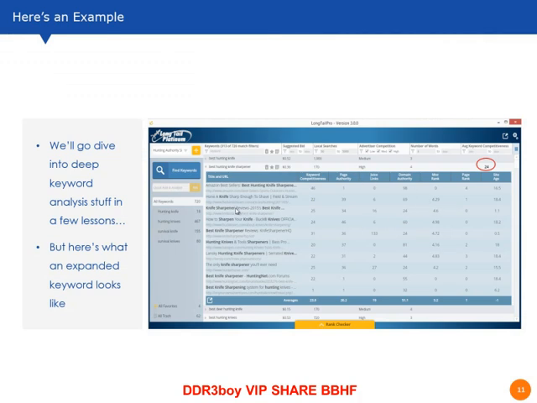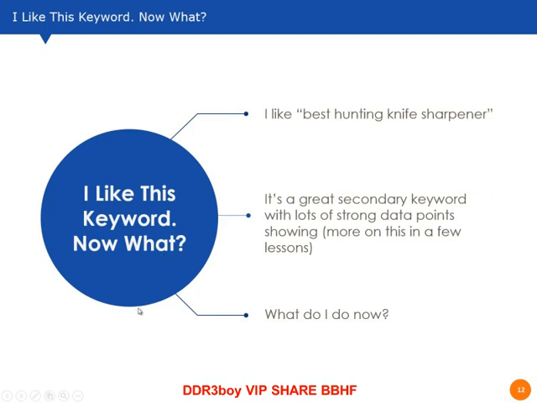So if we were diving deep into the best hunting knife sharpener, I would be clicking on that keyword and seeing that it only had an average keyword competitiveness of 24. And again, we'll dive deep into that in a future lesson. So let's say I like this keyword. Now what do I do? I definitely do like best hunting knife sharpener. It's a great secondary keyword because the search volume is a little bit lower. It's probably not going to be a primary keyword, but it has a lot of great data points.